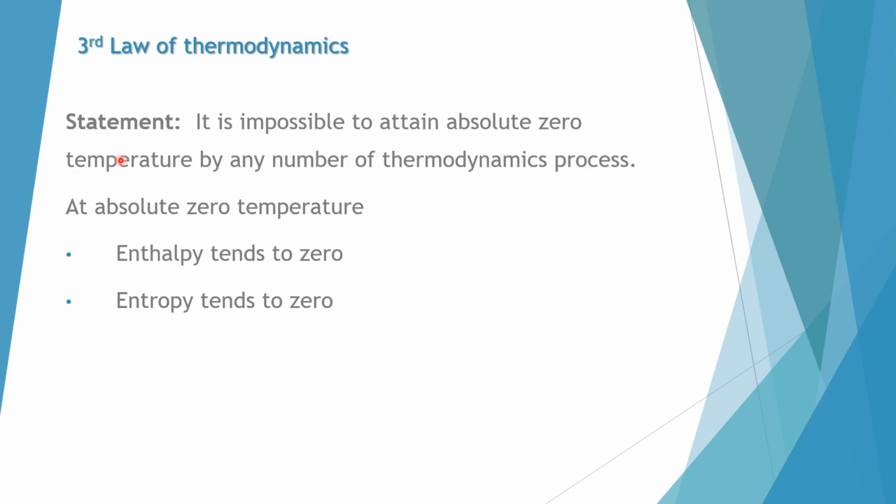Third law of thermodynamics: it is impossible to attain absolute zero temperature by any number of thermodynamic processes. At absolute zero temperature, enthalpy tends to zero and entropy tends to zero.